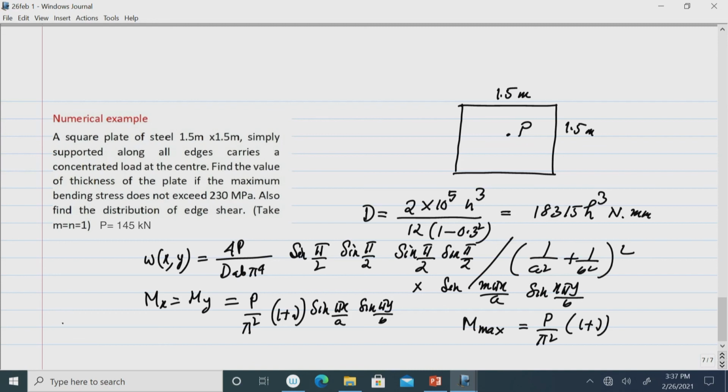The stress that is produced due to bending moment is maximum at the center, and it is given by 6 M max divided by h square. Now, the given condition is that sigma max should not exceed 230 MPa. So, based on that you can find out the thickness h. The thickness h here comes out to be 22.7 mm. For this problem and given data, this thickness comes out to be this.